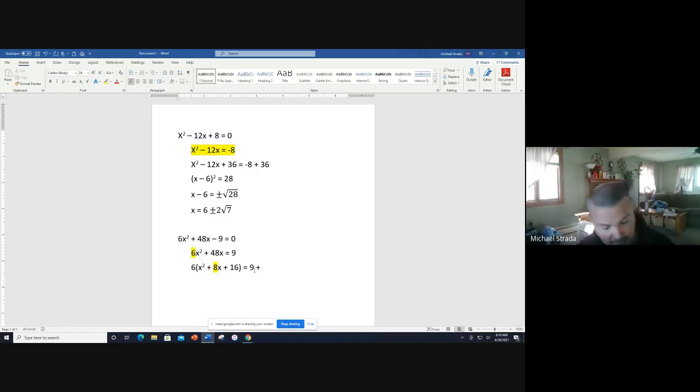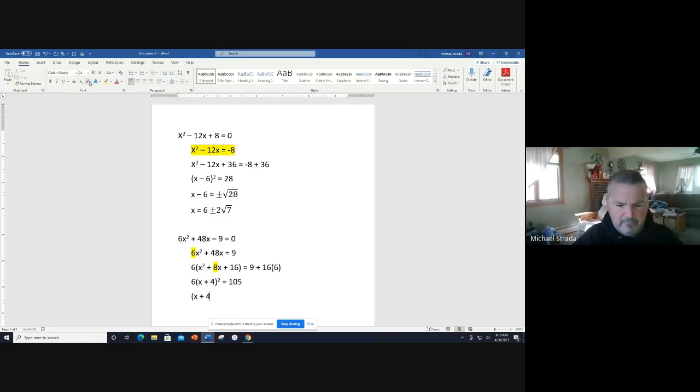Equals 9 plus. Now, here's the thing. You're not going to add 16, because please keep in mind 16 is being multiplied by 6. So you're actually going to add 16 times 6, the outside number. So this becomes 6 times x plus 4 squared, because that's the number on the outside. That's how it factors. And then 16 times 6 is 96. 96 plus 9 is 105.